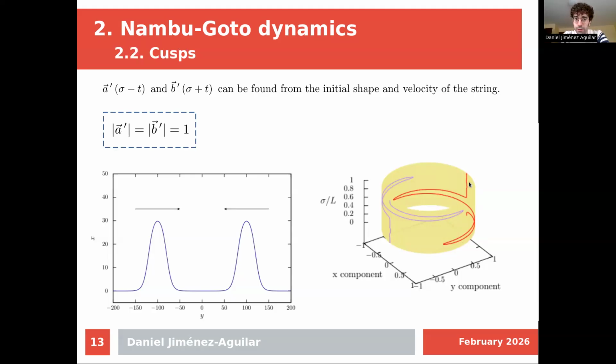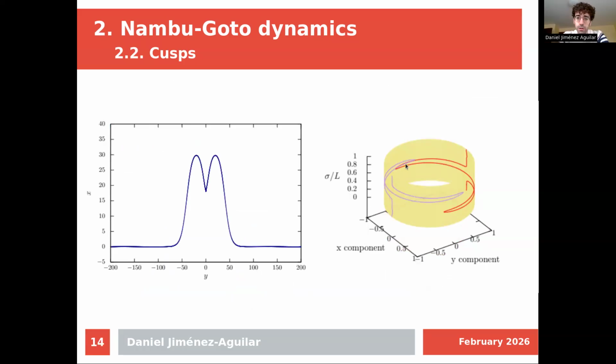So this red curve is A prime at the initial time as a function of sigma, and this purple curve is minus B prime. Now, as time goes on, since A prime is a function of sigma minus t, the red curve will go up and the purple curve will go down. This means that at some moment, these two curves will intersect at a single point. And now, since this means A prime equals minus B prime, this is translated into the presence of a cusp on the string, which is this point here.